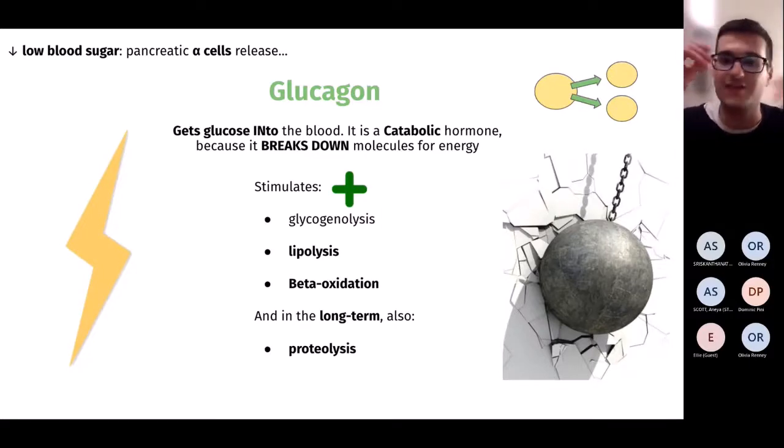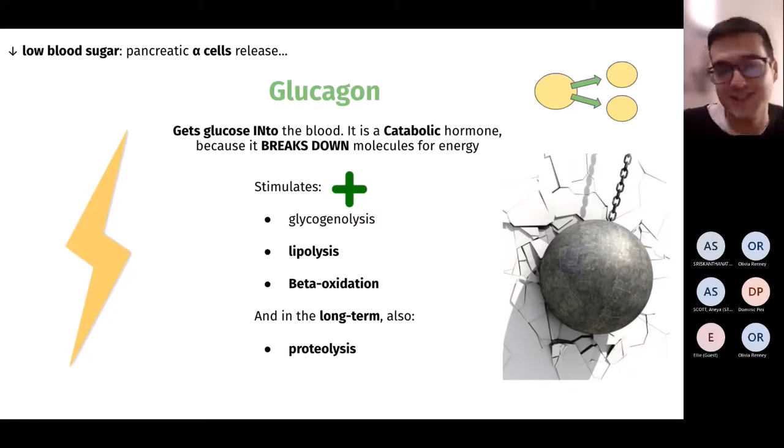So it breaks down the fats via things like lipolysis. It breaks down the glycogen, and it also promotes what's called gluconeogenesis, so forming glucose out of other substances as well. And in the long term, if you carry on being starved of glucose for a long time, glucagon will cause the breakdown of proteins. But your body only does that if it really has to, because it likes to keep a hold of proteins if it can.